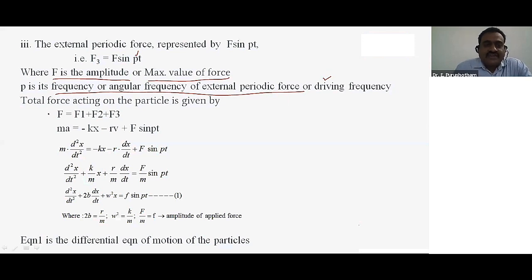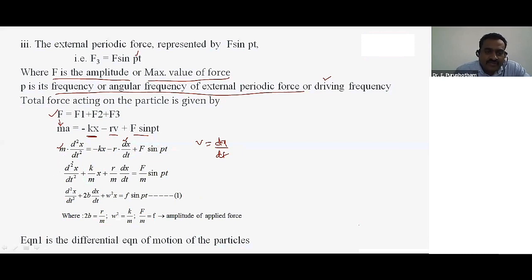So the total force is given by F = F1 + F2 + F3. But according to Newton's second law, we can write F = ma. So ma is equal to F1 substituting -Kx, F2 -Rv, and capital F sin pt. So m as it is is the mass. The acceleration is d²x/dt² equal to -kx as it is, minus r. The velocity v we can write as dx/dt. Substituting here, plus F sin pt as it is.